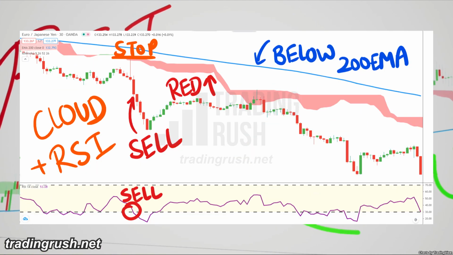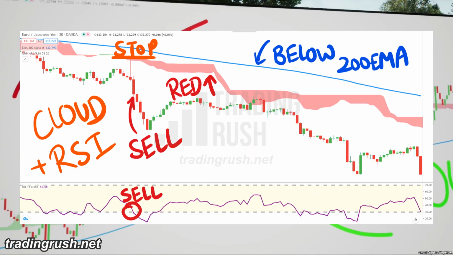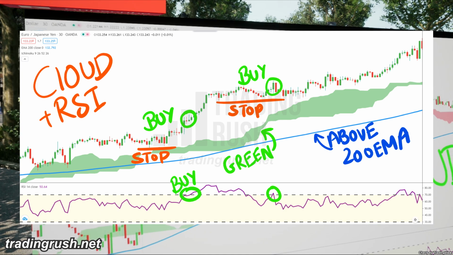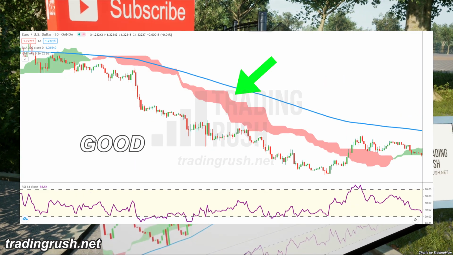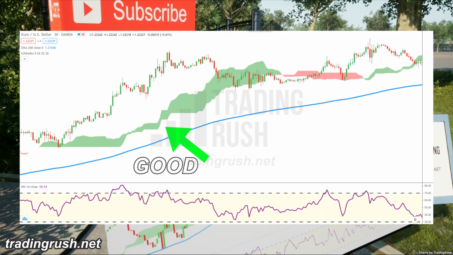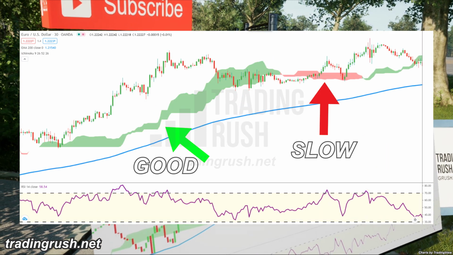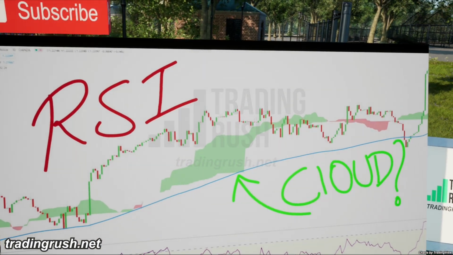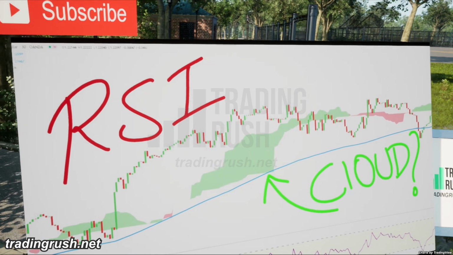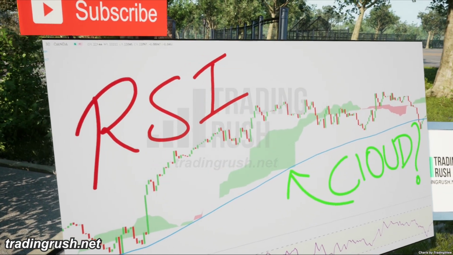By taking short trades only below the red cloud, and long trades only above the green cloud, we're looking to take more signals when the price is in a good trend like these, and are trying to filter the false signals that appear in the slow-moving markets. To find the win rate of the Ichimoku Cloud RSI trading strategy, we will take 100 trades with it in the next video.